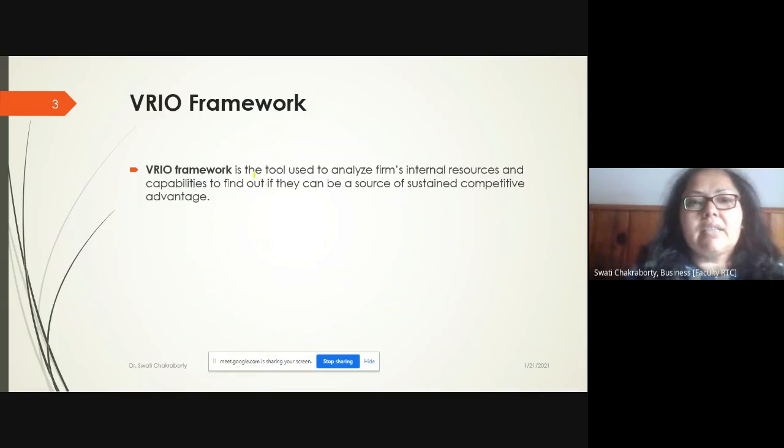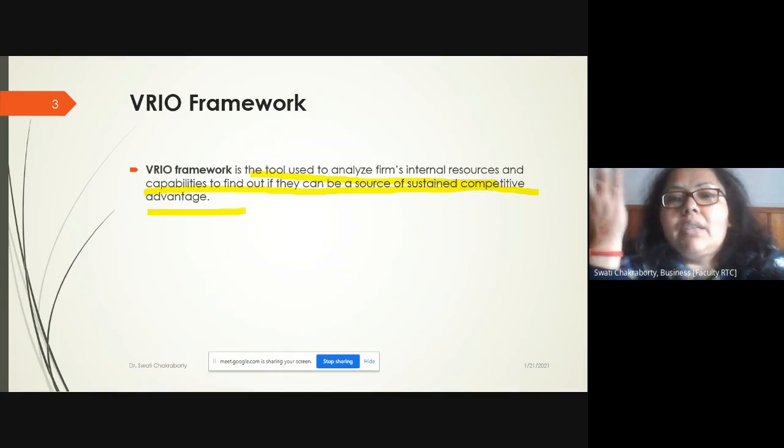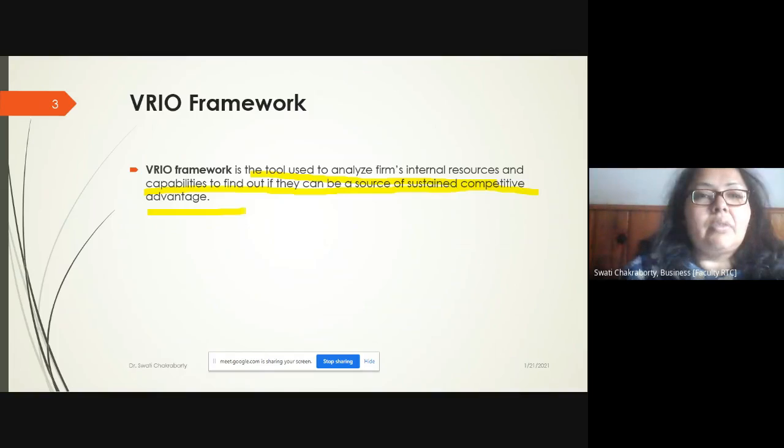The VRIO framework is a tool used by any firm, which helps them to analyze their internal resources and the capabilities that they have, in order to find out if they can be a source of sustained competitive advantage. That is, whether the internal resources and capabilities that a firm has can help in sustaining competitive advantage for the firm.